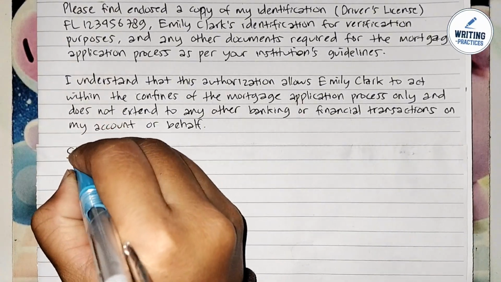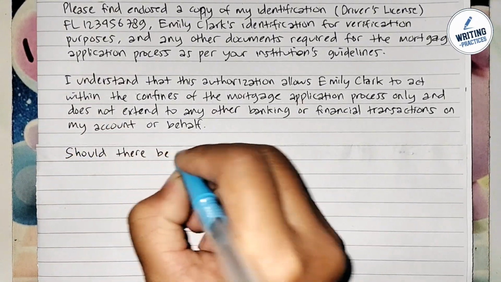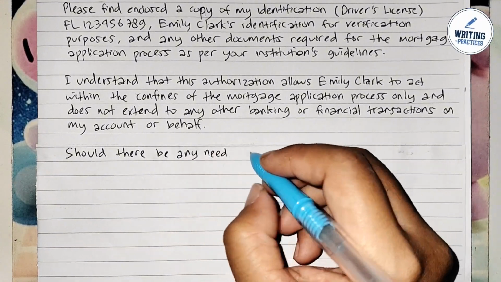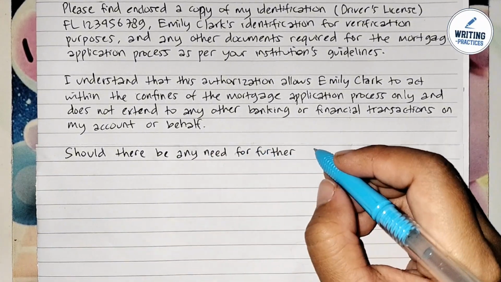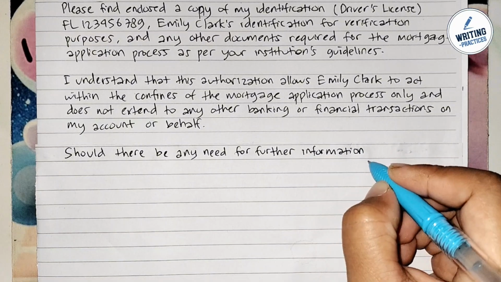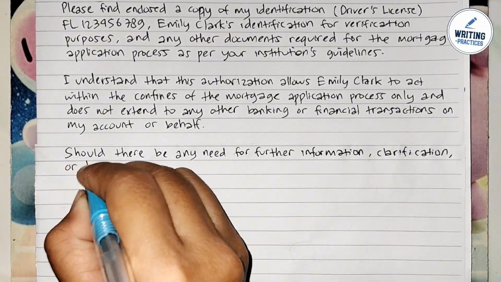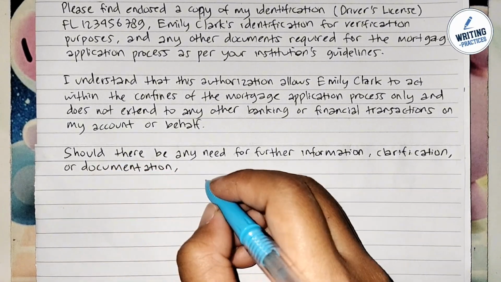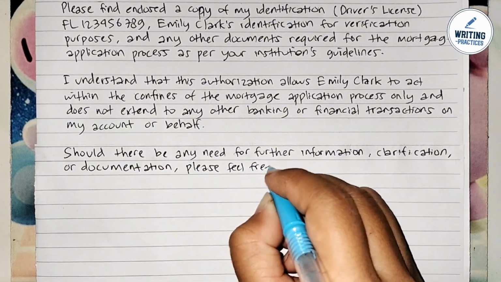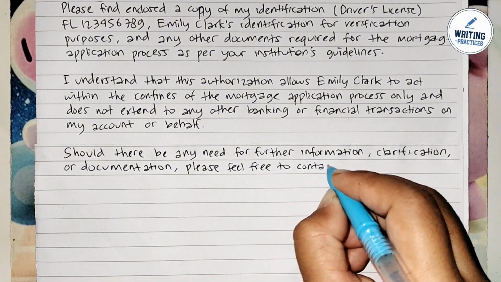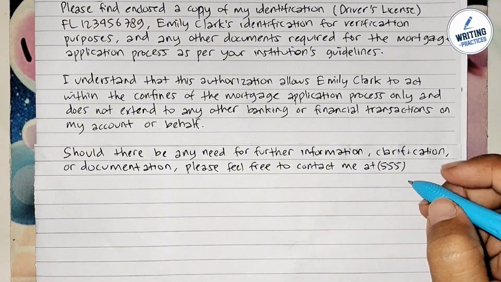In the fifth paragraph, this is where you talk about communication and support. You need to show your availability for further assistance. Here, offer direct contact details again, and express readiness to provide additional information or clarification if needed. You can give your phone number and email address. Here you can check the sample how you write it.